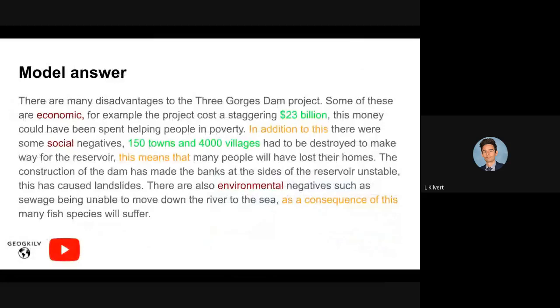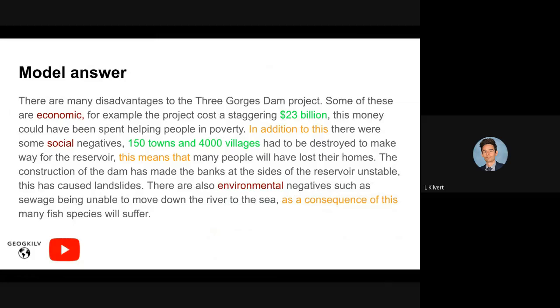So I've put, there are many disadvantages to the Three Gorges Dam project. Some of these are economic. For example, the project cost a staggering $23 billion. This is money that could have been spent helping people out of poverty. In addition to this, there were some social negatives. 150 towns and 4,000 villages had to be destroyed to make way for the reservoir. This means that many people will have lost their homes. The construction of the dam has made the banks on each side of the reservoir unstable. This has caused landslides. There are also environmental negatives, such as sewage being unable to move down the river. As a consequence of this, many fish species will suffer.